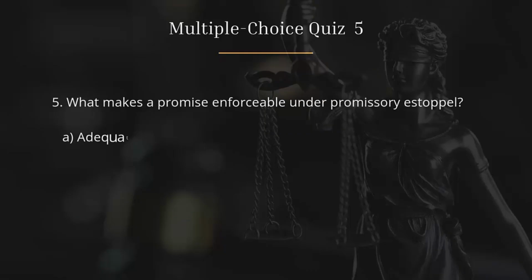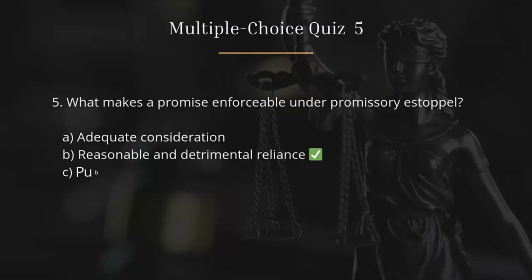Multiple choice quiz 5. What makes a promise enforceable under promissory estoppel? A. Adequate consideration. B. Reasonable and detrimental reliance. C. Public duty. D. Written agreement.